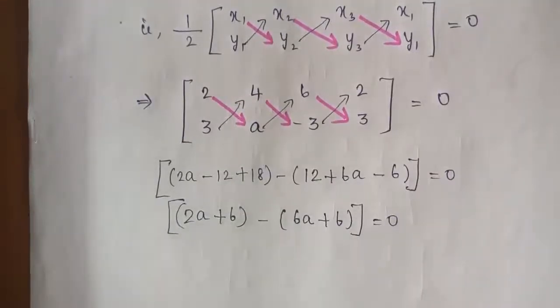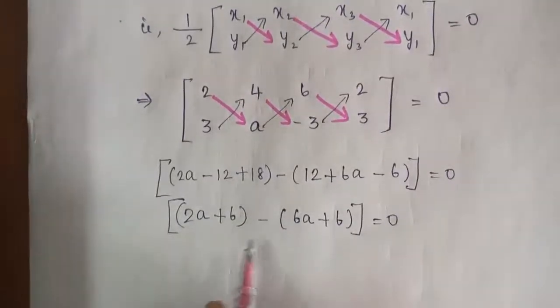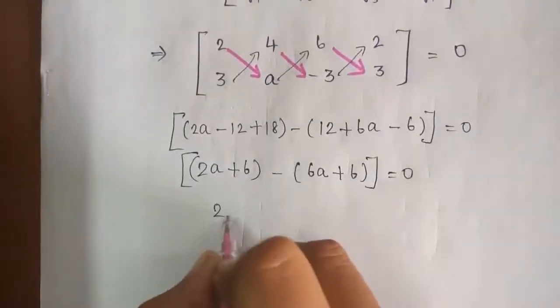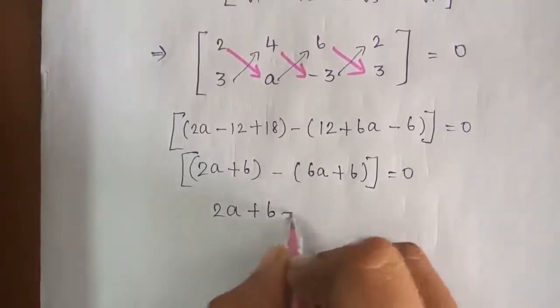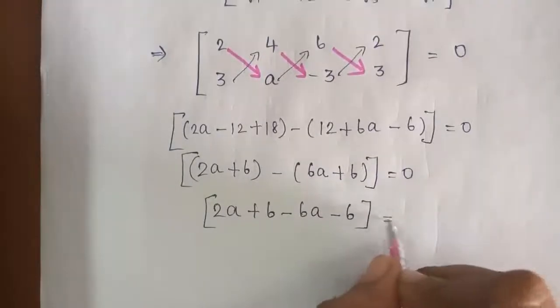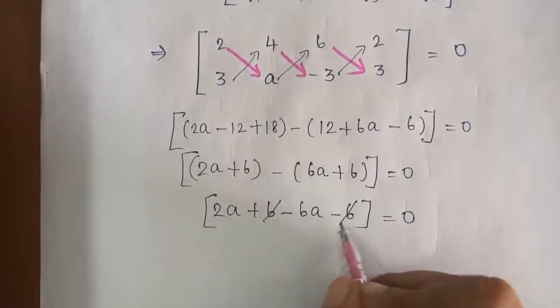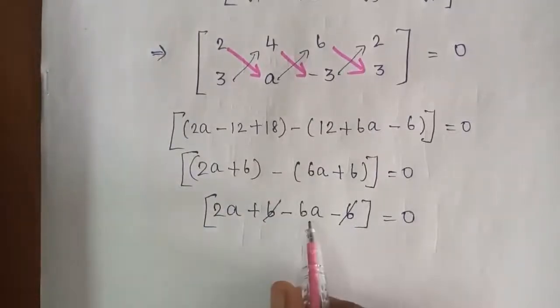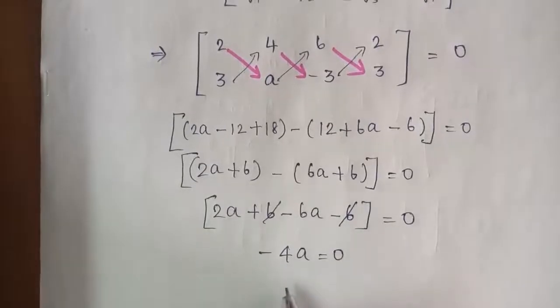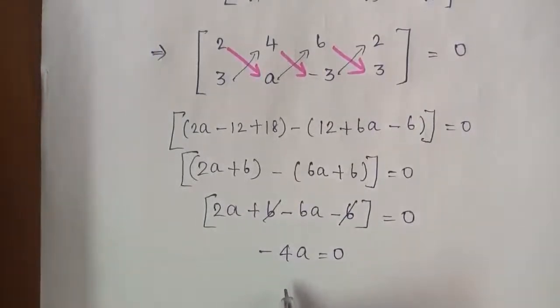The next step is you have to multiply the negative sign. 2a plus 6 minus 6a minus 6 is equal to 0. So plus 6 minus 6 gets cancelled. 2a minus 6a is minus 4a, which is equal to 0. So the value of a is equal to 0.